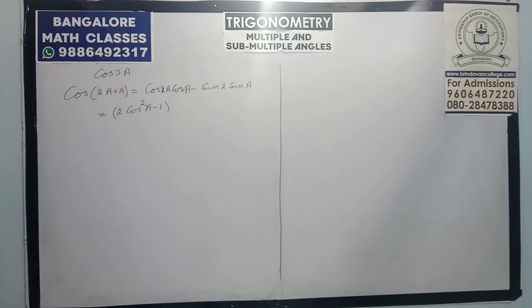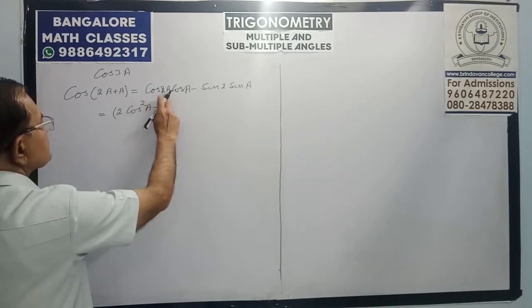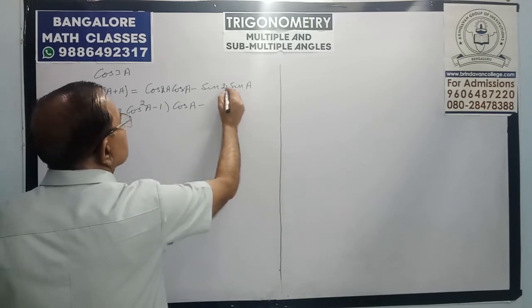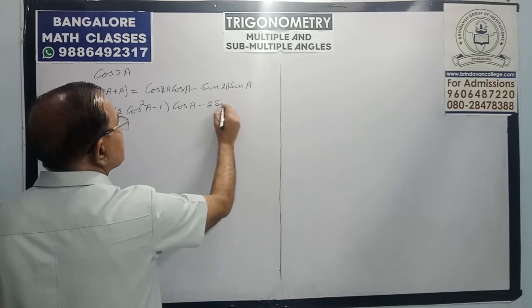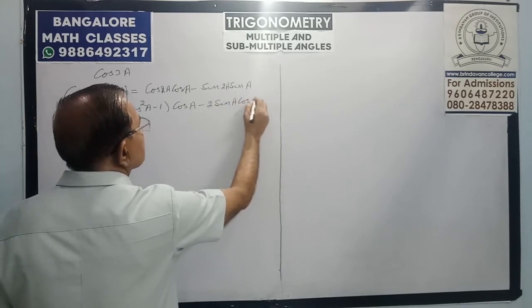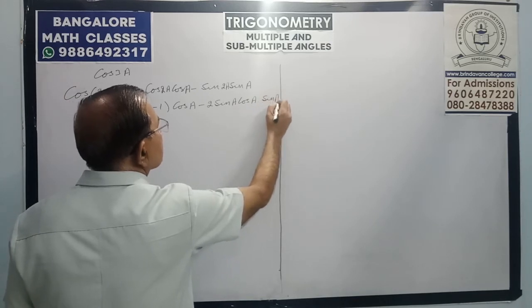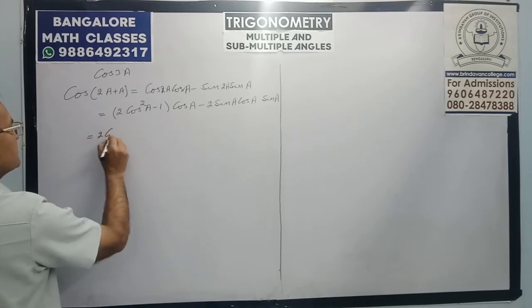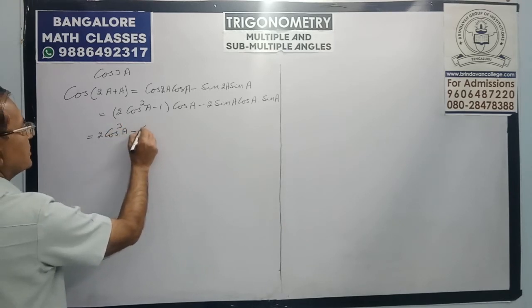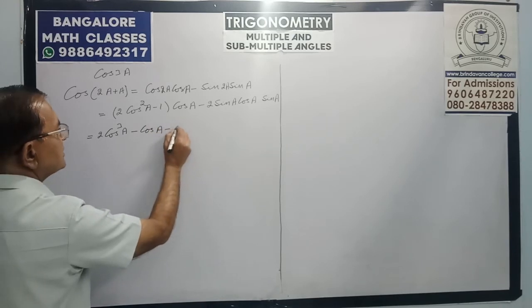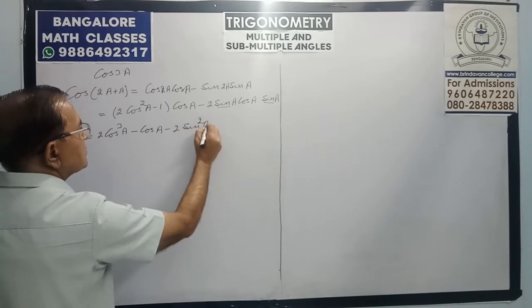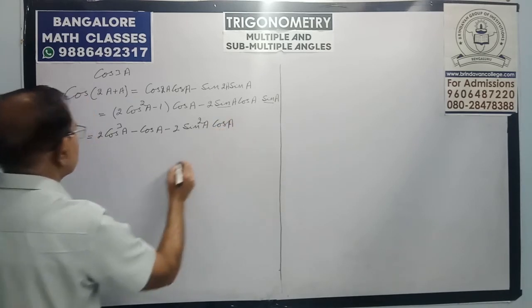In sin 3a, we changed everything into sine. For cos 3a, we will change it into cos only. We will use the identity of cos 2a in terms of cos: (2 cos square a minus 1) cos a, minus sin 2a, which can be written as 2 sin a cos a, into sin a, equals 2 cos cube a minus cos a, minus 2 sin square a into cos a.